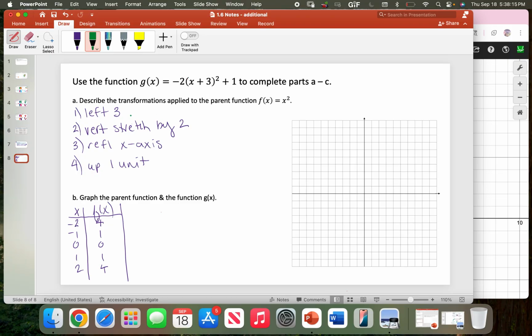I'm not going to label these as g of x. I'm going to just label each column with what we're doing first.